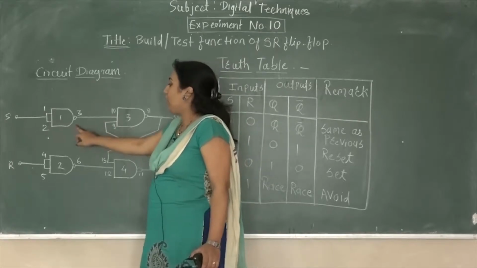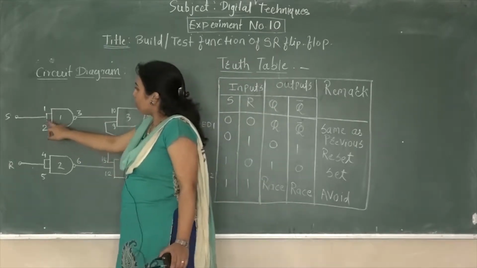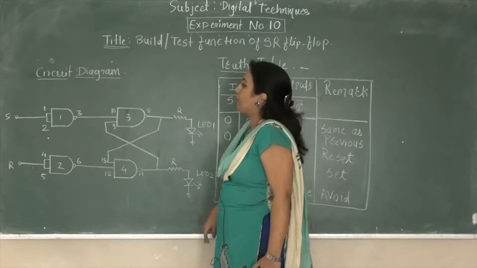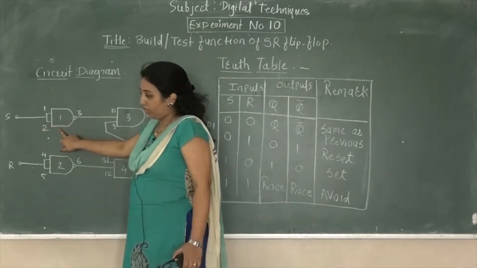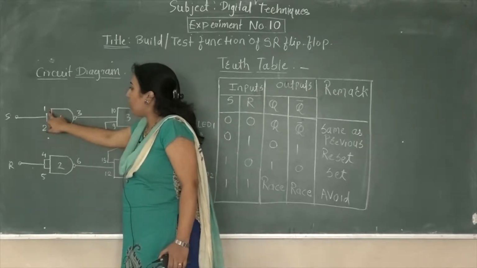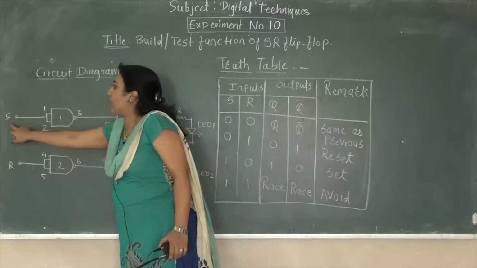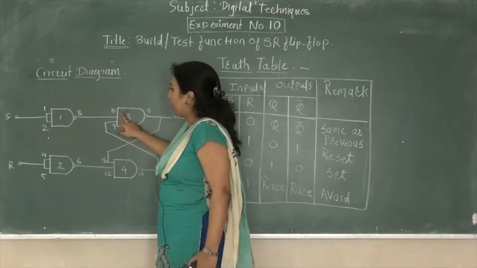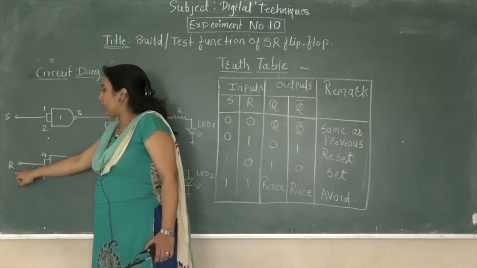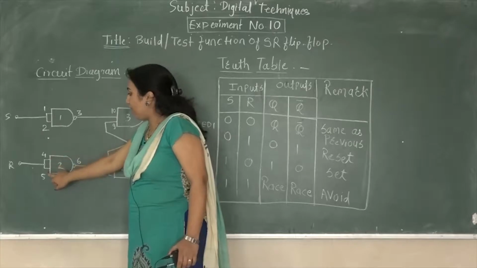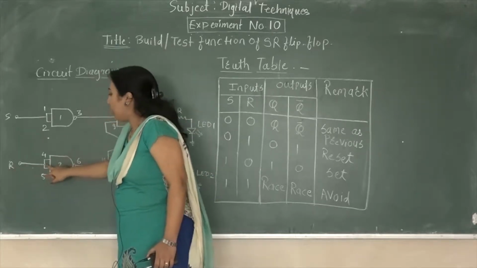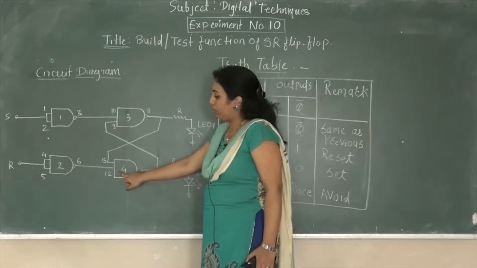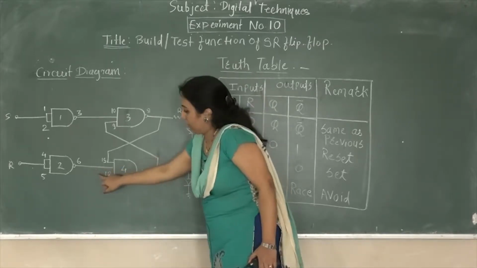We require 4 NAND gates: 1, 2, 3 and 4. There are two inputs, S and R, that is the set and reset inputs, and two outputs, Q and Q bar. The S input is given to the first NAND gate, where the first and second inputs are connected together. The output of this NAND gate, pin 3, is connected to pin 10 of the third NAND gate. The reset input R is given to the second NAND gate, where pins 4 and 5 are connected together. The output of the second NAND gate, pin 6, is connected to pin 12 of the fourth NAND gate.